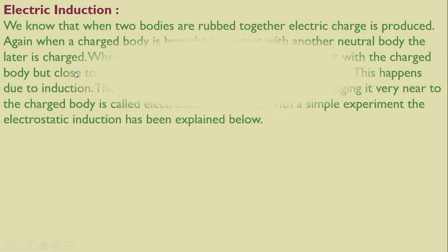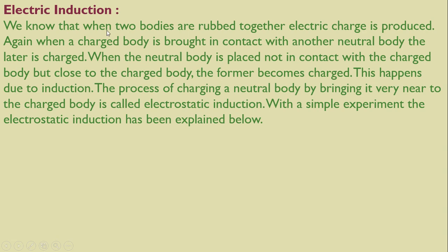Now, electric induction. We know that when two bodies are rubbed together, electric charge is produced. Again, when a charged body is brought in contact with another neutral body, the latter is charged. When the neutral body is placed not in contact with the charged body but close to it, the former becomes charged.